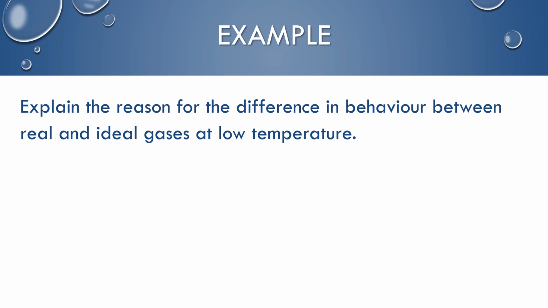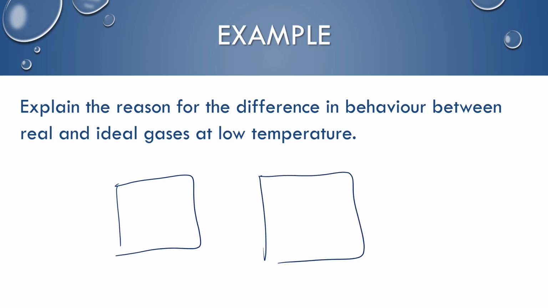Okay, so that leads us to this example, explaining the reason for the difference in behavior between real and ideal gases at low temperature. So let's say we've got our two gases here. If one of them is going really fast, high temperatures, they're going to collide, and they're not going to be able to form attractions as well because they're moving so fast. They're not going to want to stick together very much. But at lower temperatures, if they're moving slower past each other, they're more likely to form those intermolecular forces that hold them together. And intermolecular forces are going to slow the collisions even further. They're going to decrease the frequency of collisions and make it behave less ideally.